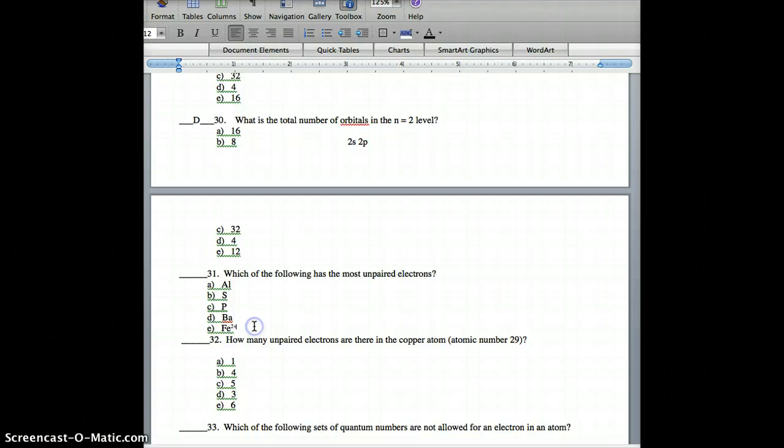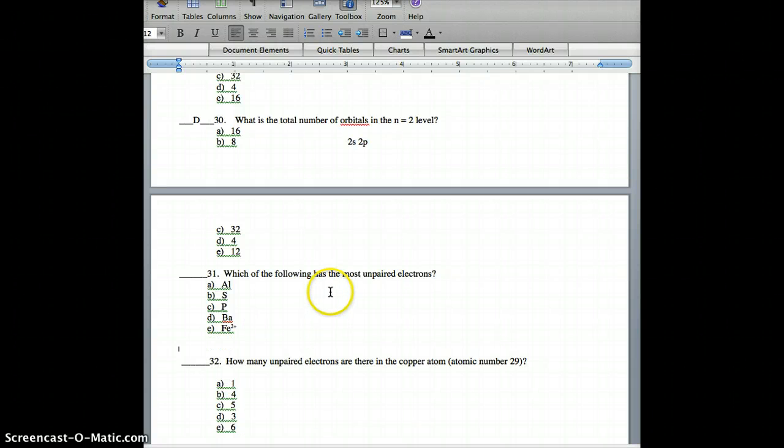The most unpaired electrons. I'm going to write the answer is iron plus 2. I'll write down the number of electrons unpaired in each one, and you can see if you can figure that out. Aluminum has 1 unpaired. Sulfur has 2 unpaired. Phosphorus has 3 unpaired. Barium has 0 unpaired. And iron has 4 unpaired.